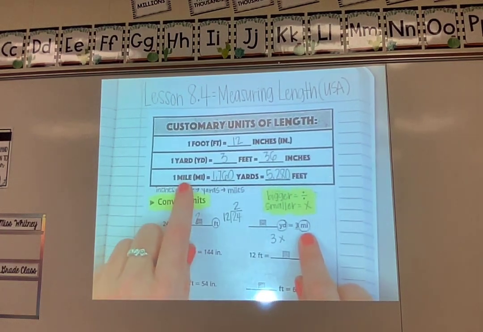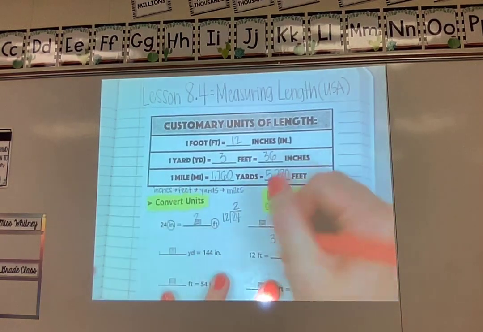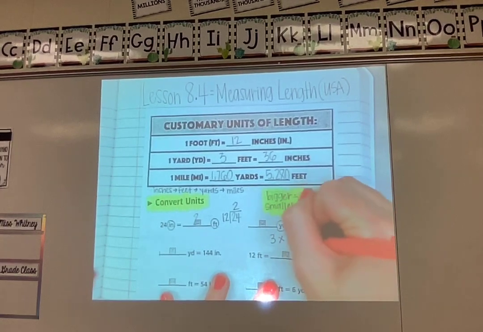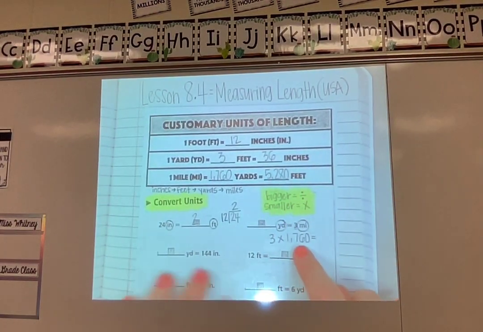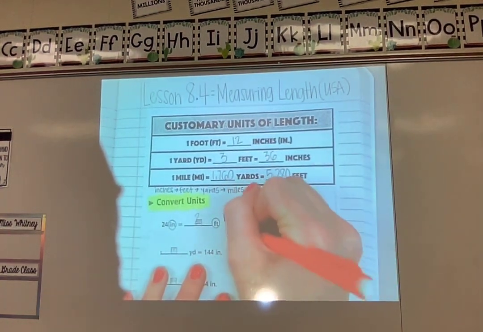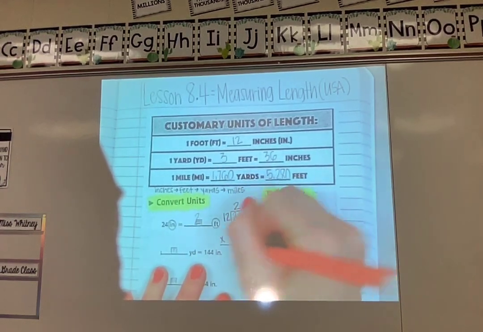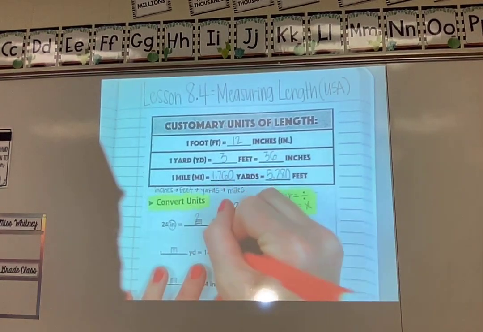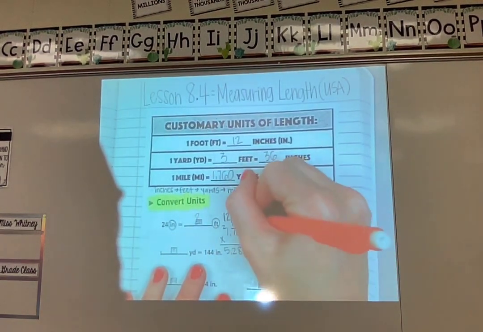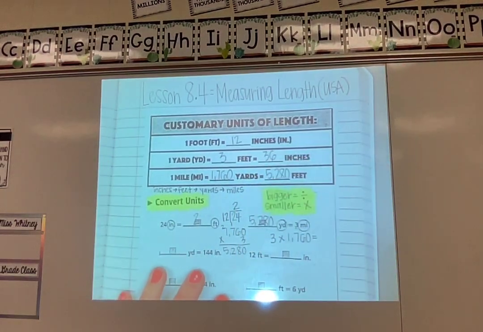Well, 1 mile is 1,760 yards. So I need to multiply by 1,760. Now, this one's not as quick. I need to stack that up because that's not a multiplication fact. So stacking this up so that I can work it out. I'm going to work this out real quick. This is just regular multiplication. 5,280. So that would be my answer.